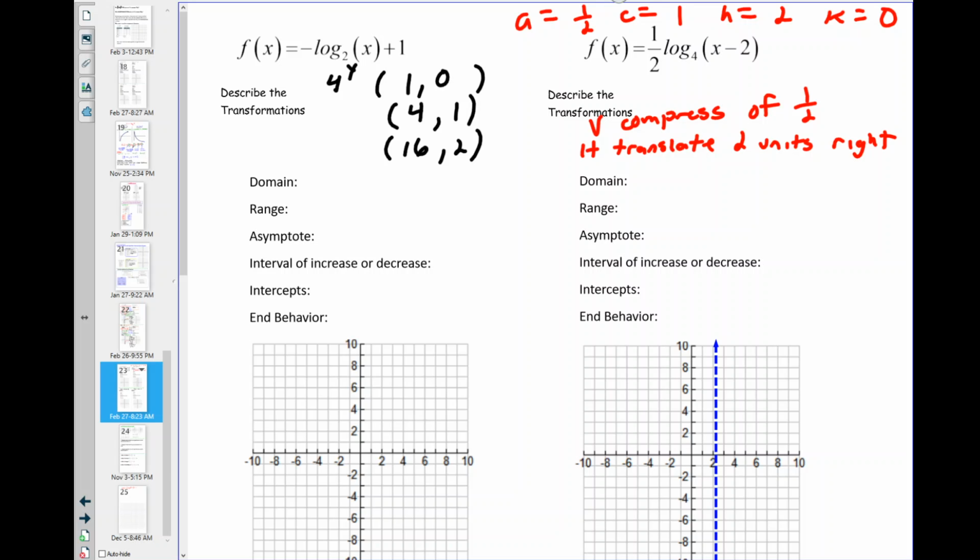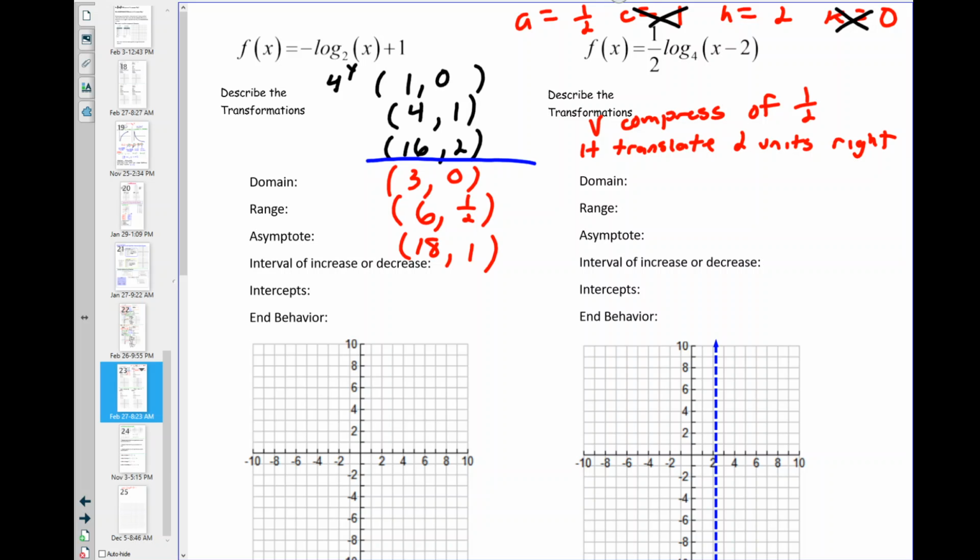You're not taking anything to the power of 1/2. You're multiplying by 1/2. The 1/2 is an A. So we're just taking half of the numbers. So now when we apply the transformations, we can ignore C and we can ignore K. So we're going to get all the X's and add 2, and get all the Y's and multiply them by 1/2. So we end up with 3, and half of 0 is still 0. We're going to end up with 6. Half of 1 is 1/2. And we're going to get 18 and 1.